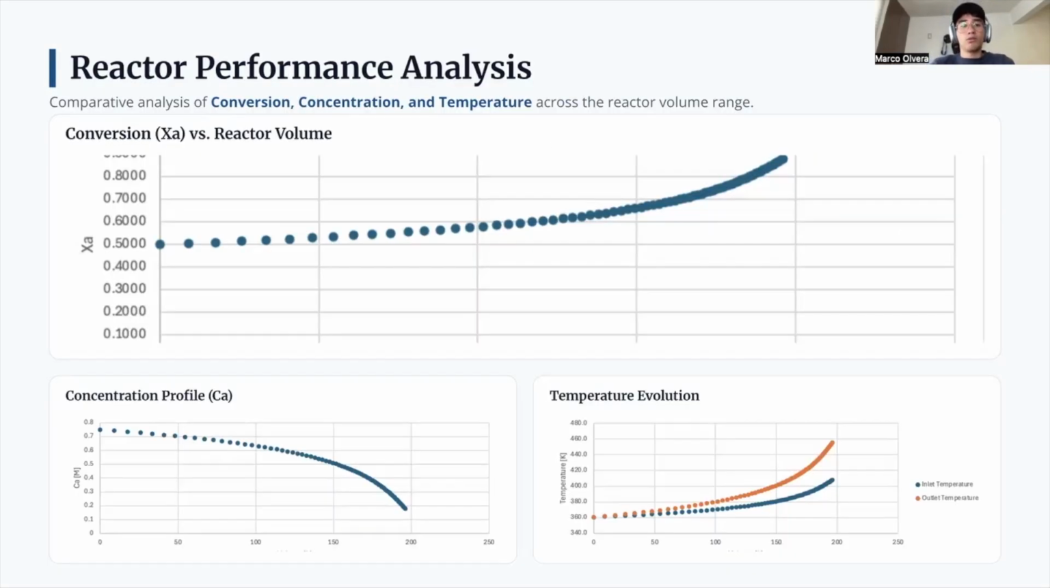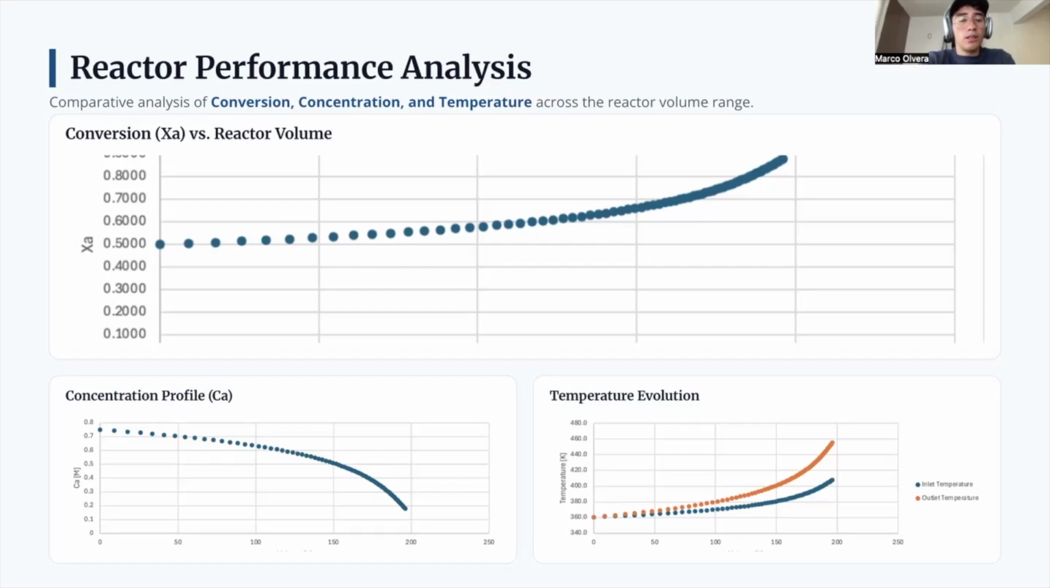Okay, the reactor performance analysis. This is really interesting because I plotted several graphs for the PFR. The first of the three is the conversion versus the reactor volume. And as we can see, it starts at 0.5, that is the exit of the CSTR, and as the conversion increases, the volume also increases.